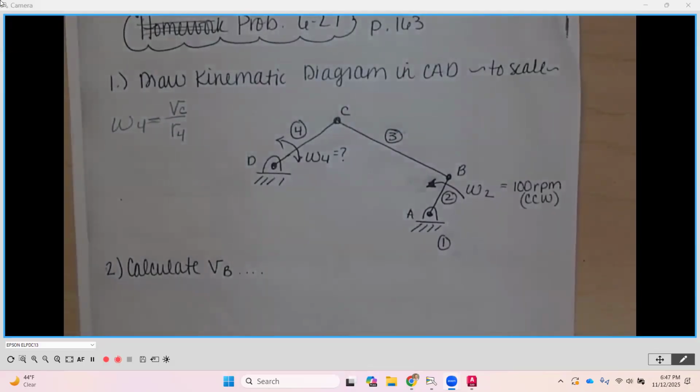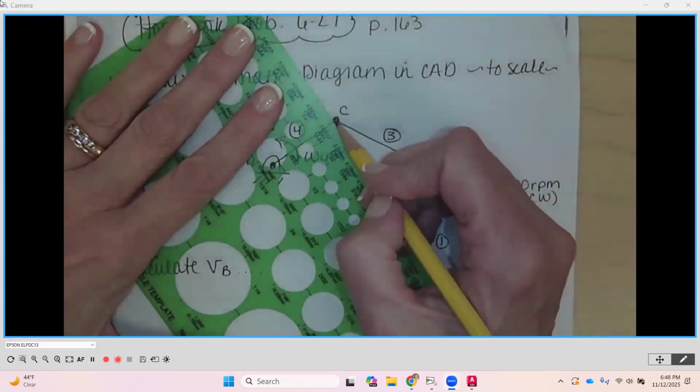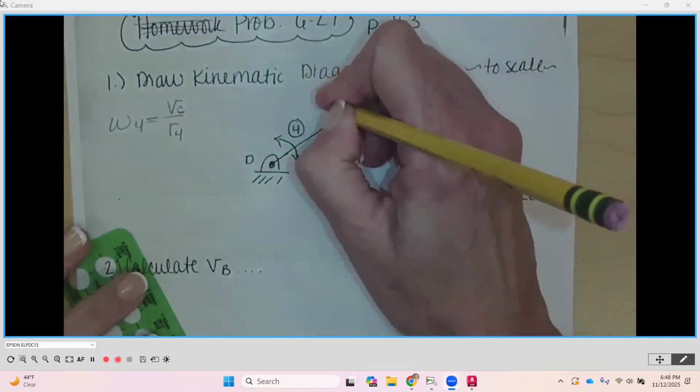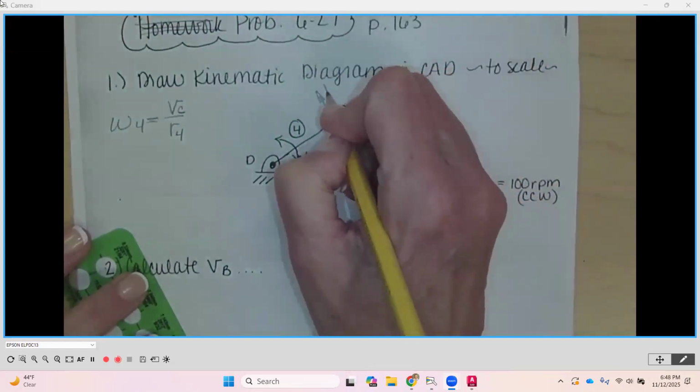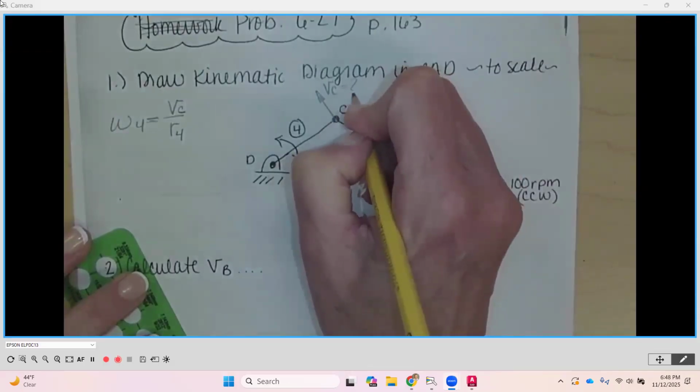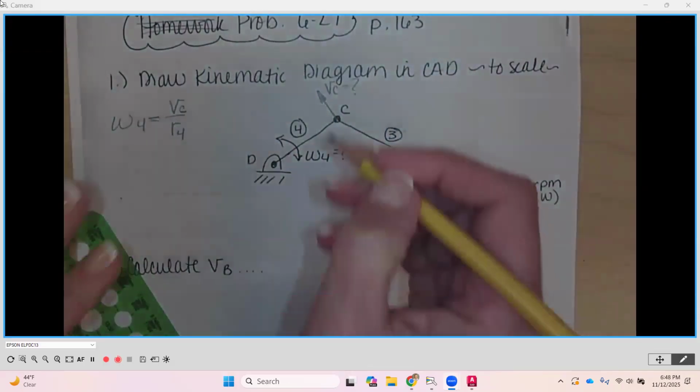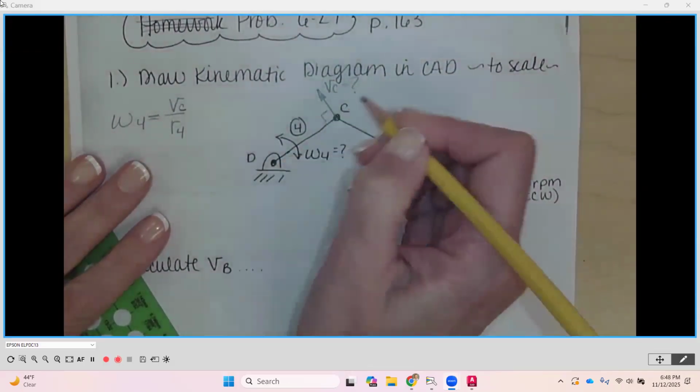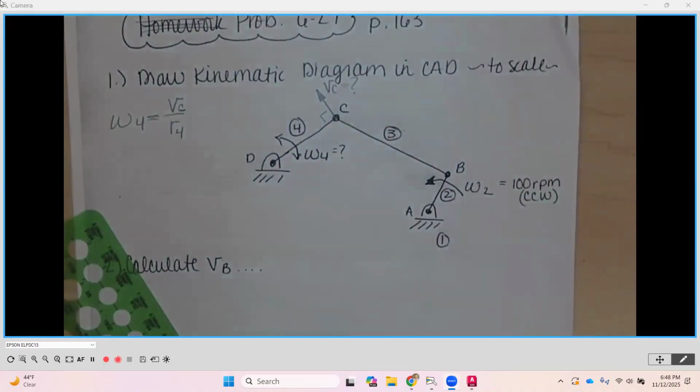Okay. So if we look on here, we would draw, I'm thinking it's going to go up and to the left, but I'm not sure. We're going to draw the velocity of C is going to be here, and we need to find its magnitude. Okay, it's going to be perpendicular to, pretty sure it's going to go up and to the left, but we'll confirm that with our vector analysis.